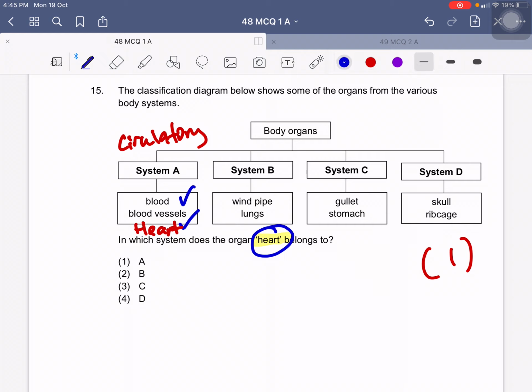Now what about the other systems? For system B, you have windpipe and the lungs. This will be the respiratory system. System C, you have gullet and stomach. Of course, you got the digestive system. Last but not least, you got the skull and rib cage. That's your skeletal system. Alright, so the answer will be 1, circulatory system.